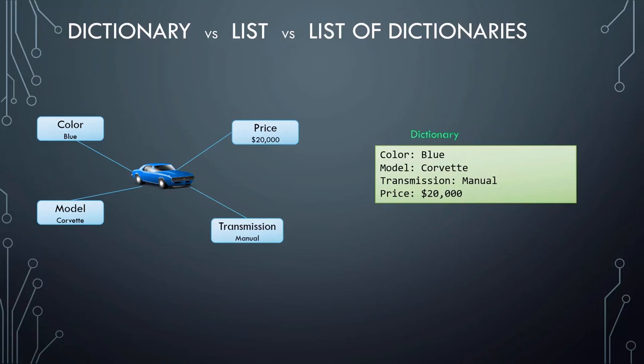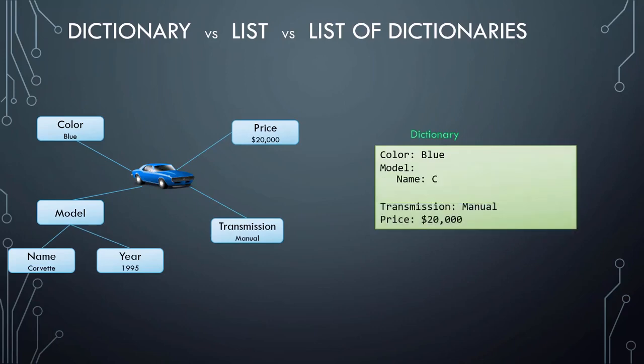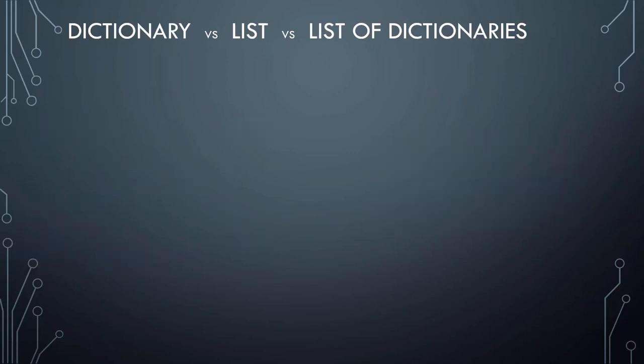For example, in case we need to split the model further into model name and make year, you could then represent this as a dictionary within another dictionary. In this case, the single value of model is now replaced by a small dictionary with two properties, name and year. So this is a dictionary within another dictionary.